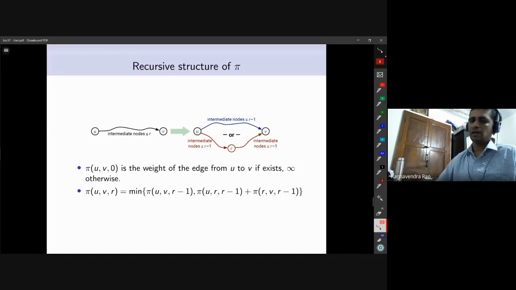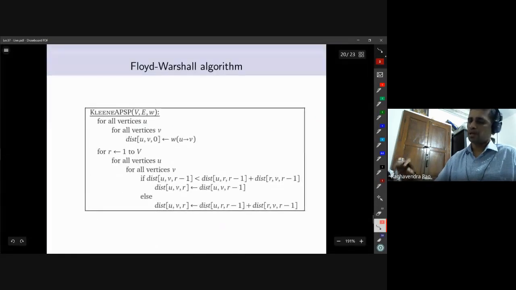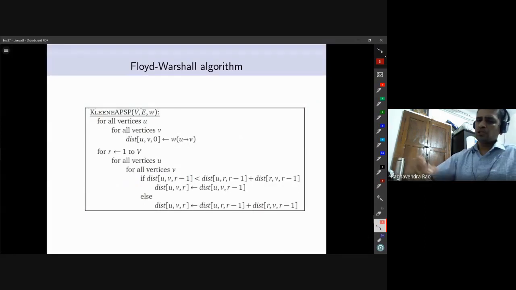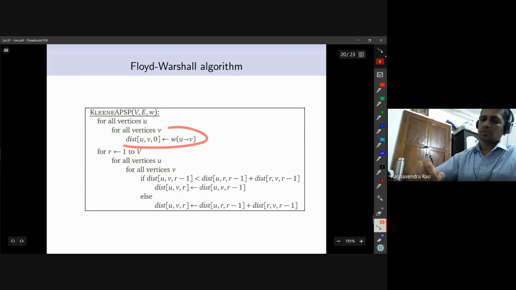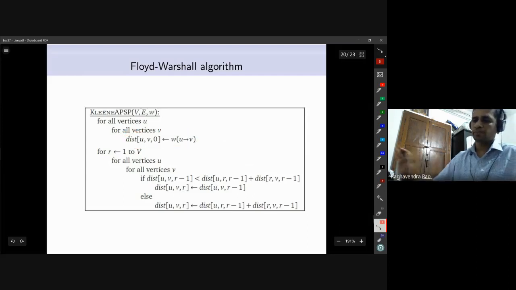Yeah, so this is again a magical recursive formulation. It immediately gives us a fairly efficient algorithm. I just show the algorithm. So it's basically 3 loops. What you do is you initialize the distance. Instead of pi, I'm using distance for the algorithm. So distance uv0 is the edge weight if it exists, otherwise it's infinity.